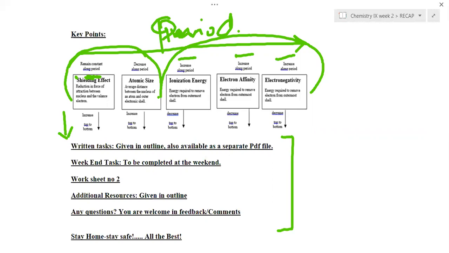Now you are given written tasks that are given in the outline and will also be available as a separate file. Weekend tasks are to be completed at the weekend, and please do it. It is a 40-minute task. Be limited to the time and do it. Worksheet number 2 is associated. You will be provided the key later on. Please try to solve it independently. There are some additional resources with respect to each topic. Please follow them to extend your learning. And if there are any questions, you're more than welcome in feedback.